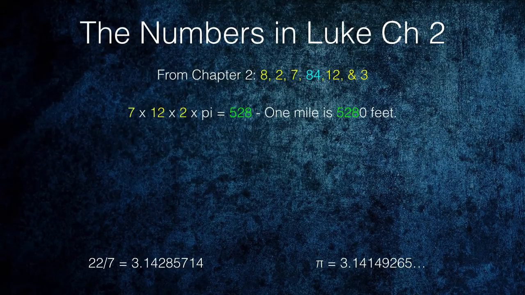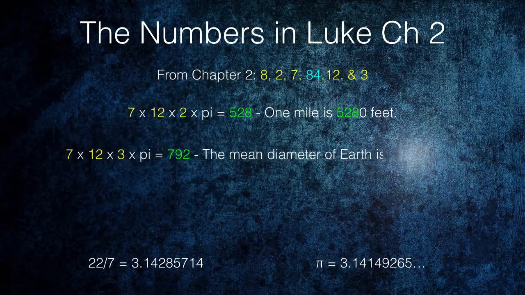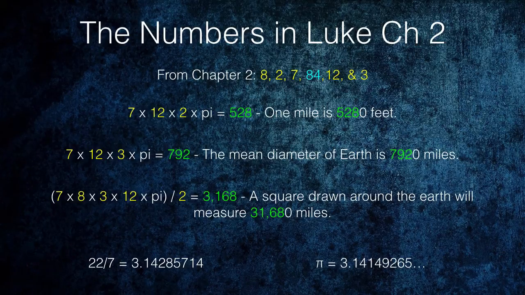If we multiply 7, 12, and 2 times pi, we get 528, which is a harmonic of 1 mile being equal to 5,280 feet. 7, 12, and 3 times pi gives us 792. The mean diameter of the Earth is 7,920 miles, another harmonic of that measurement. And if we multiply 7 times 8 times 3 times 12 times pi divided by 2, we get 3168. A square drawn around the Earth will measure 31,680 miles. So again, when it comes to the geometry of the Earth, the globe, these numbers pop up as sacred numbers.